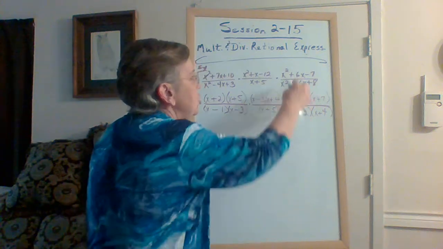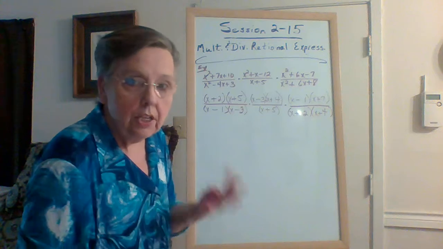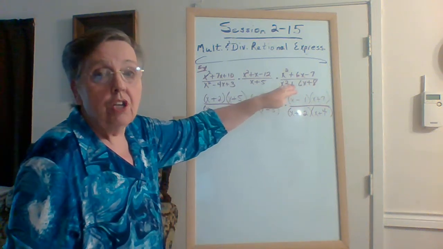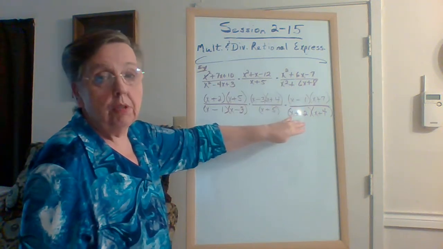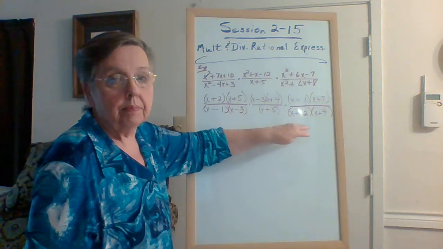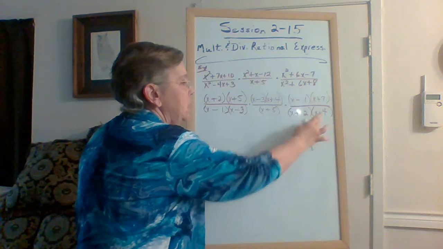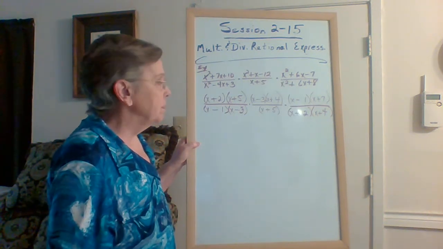You notice I couldn't just cancel the x squares and the 6x and leave 7 over 8. I can't do that. There are pluses and minuses there. So I have to factor using these parentheses. I have to factor. Okay? The denominator here, x plus 2, x plus 4. I have a glare on it. I hope you don't.